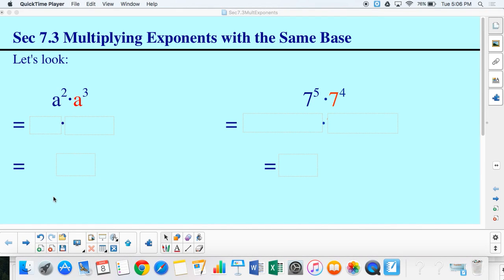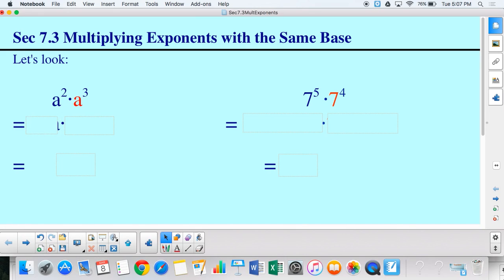Lesson 7.3 is on multiplying exponents that have the same base. We'll look at examples of problems that will show us how to discover what the rule is. So a squared times a to the third. A squared means we have two a's multiplied together. A to the cubed means we have a multiplied together 3 times.